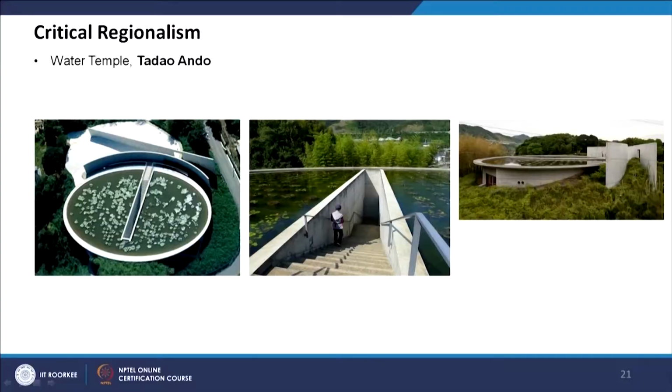So the nature is fusing with his design. That's why it becomes a critical regionalist building, where he's blending the context, keeping the context in the design. So it's again the water temple. If you look at this, the water is man-made, and this water's color could have been the blue tiles, which is predominantly what we see.